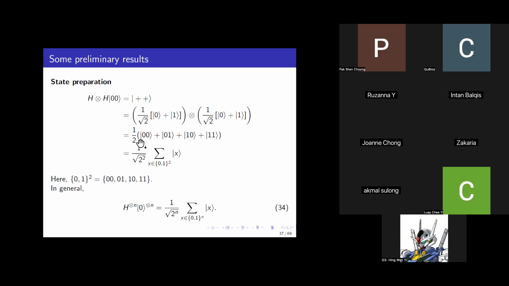Essentially, the first part is just 1 over square root 2, 2 to the power of 2. The power of 2 part is basically depends on how many qubits you have. And then the summation, basically you take your x coming from 0 and 1.